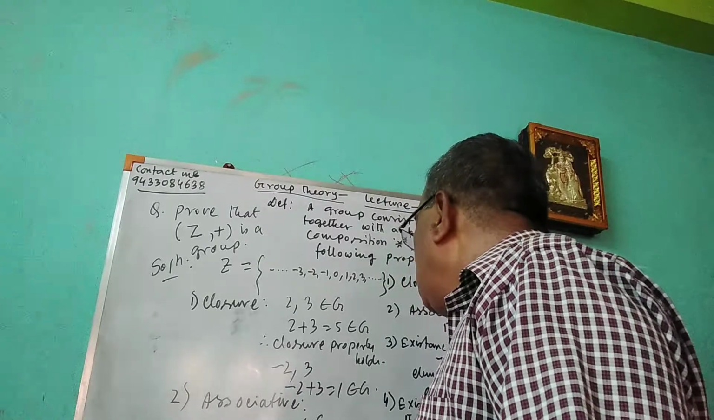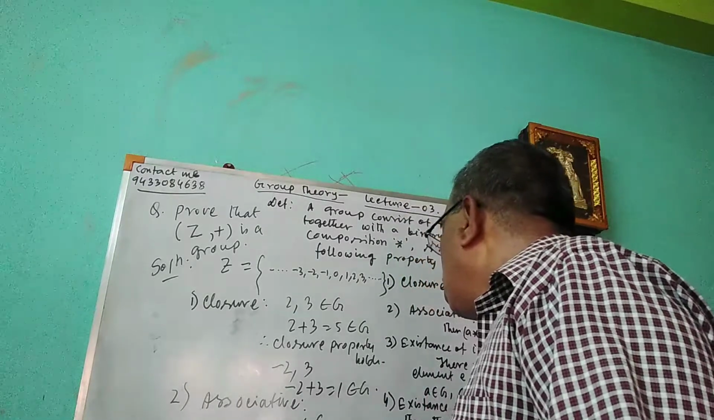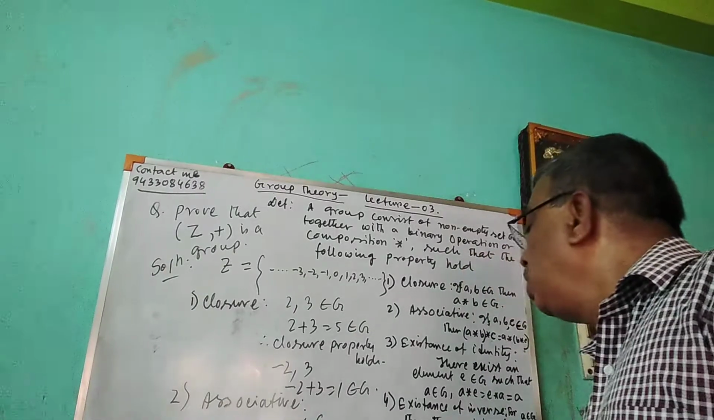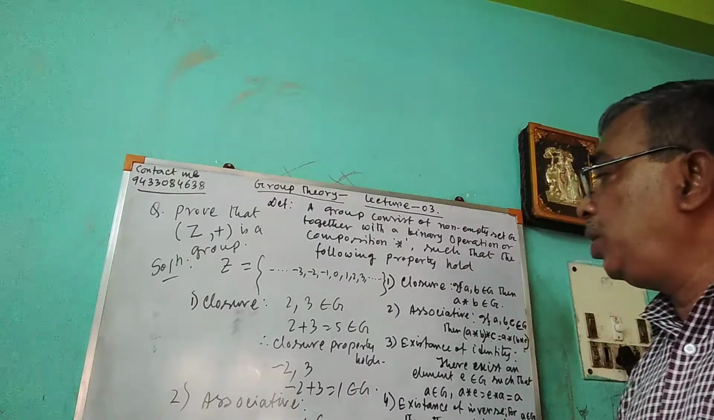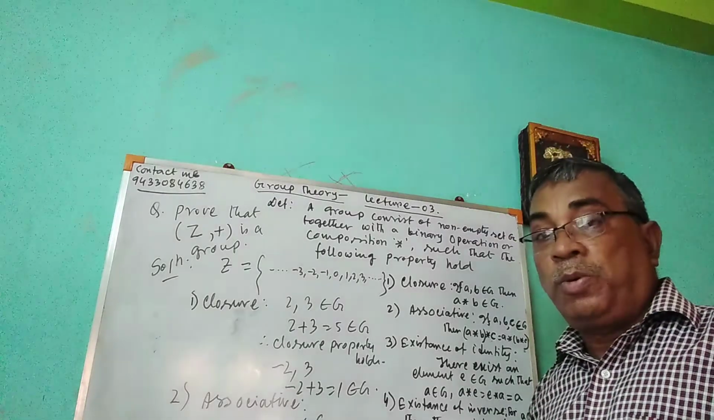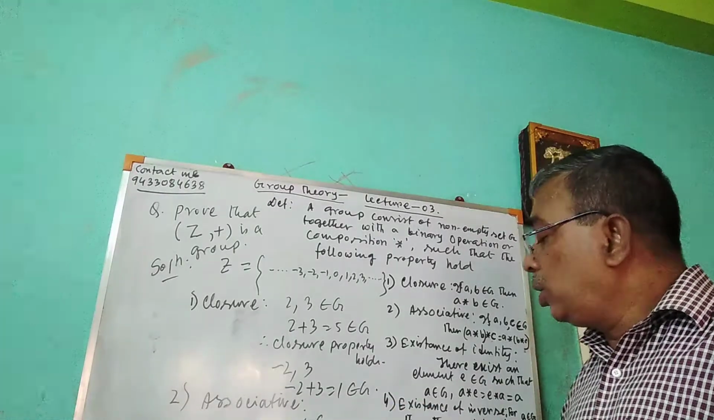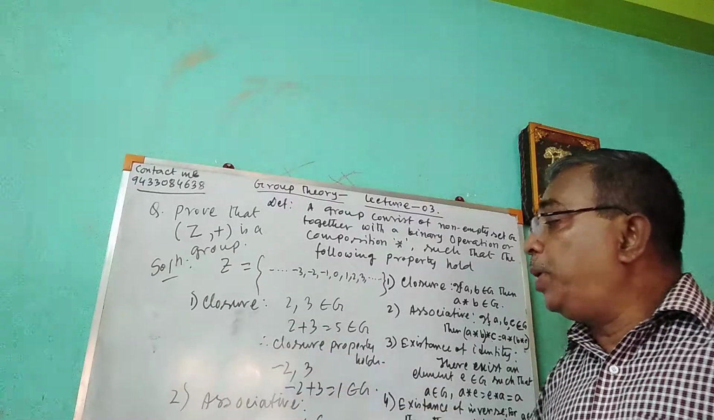Associative property holds. Okay, the associative property holds. Clear? So now closure property and associative property hold.